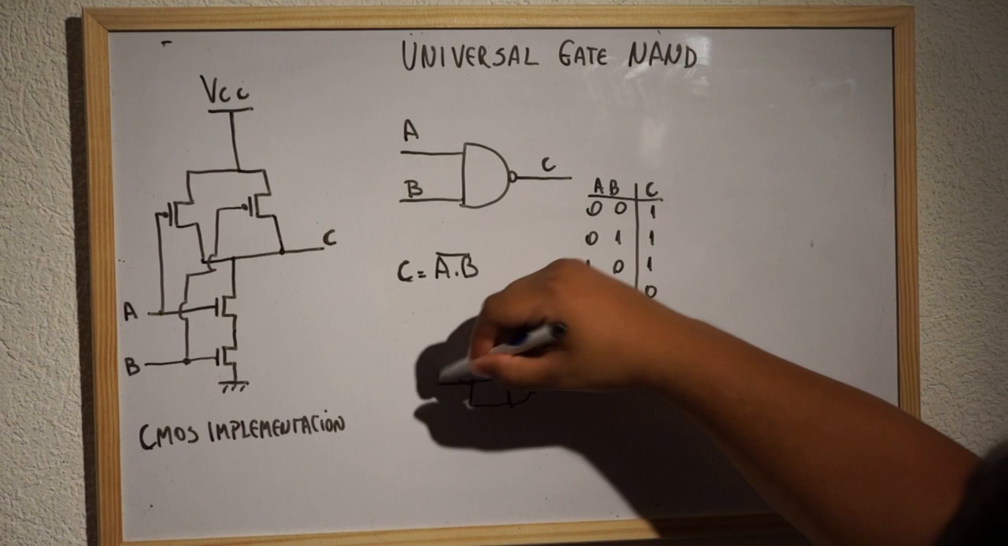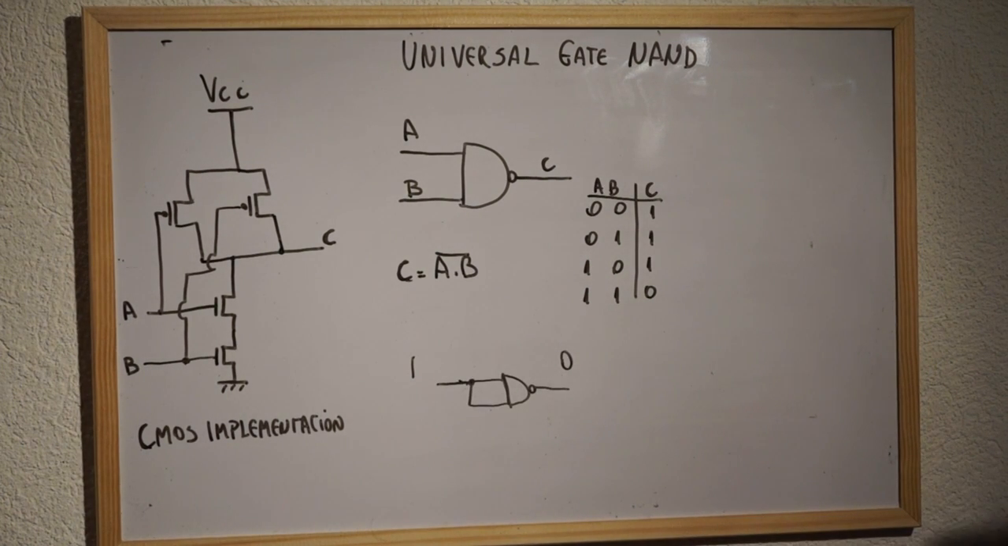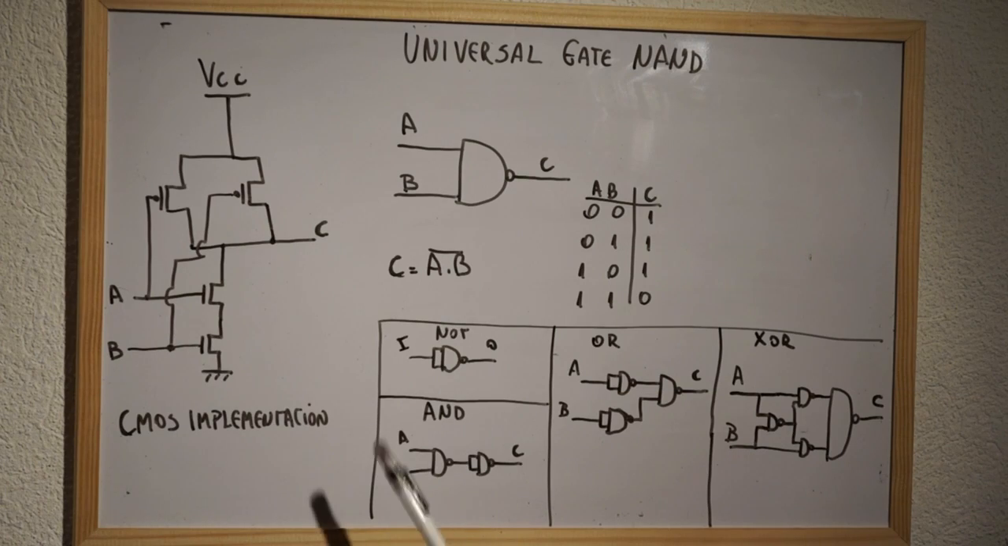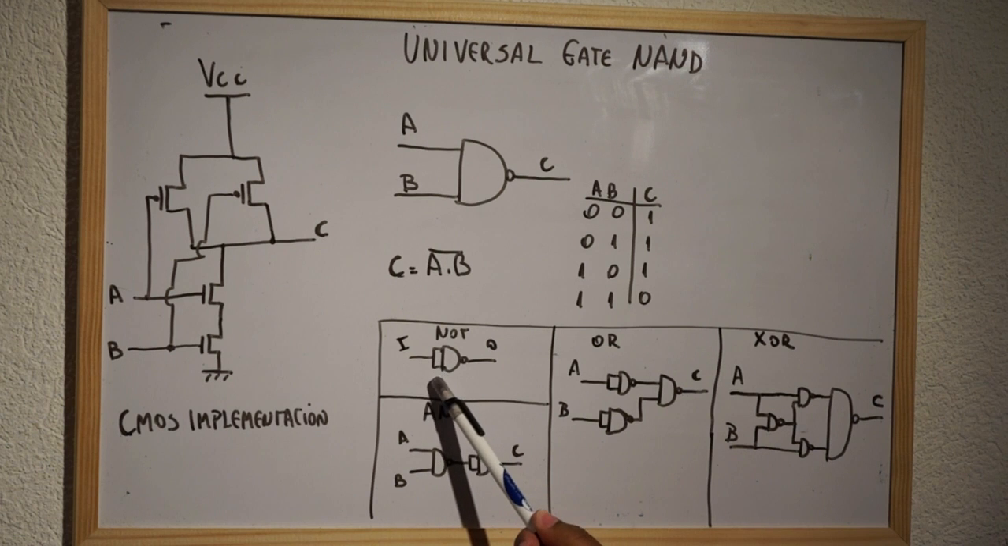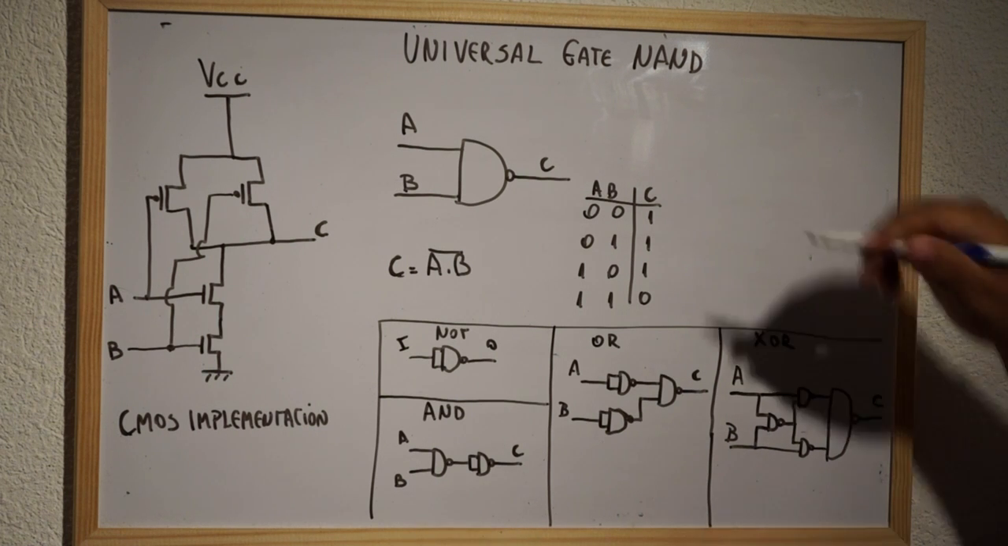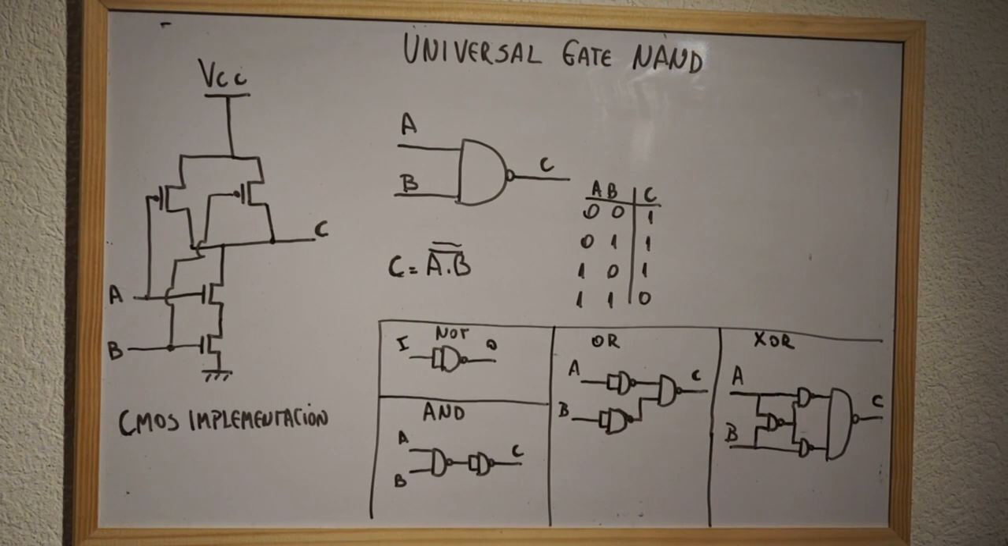If you just do this, for instance, this is an inverter. As I showed before, with the NAND gate you can create all the other logical functions. For instance, if you want to create a NOT gate, you just short the two inputs and you have a NOT. If you want to create an AND gate, you just invert the output of the NAND. This is quite simple. If you invert and invert again, it is basically an AND gate.